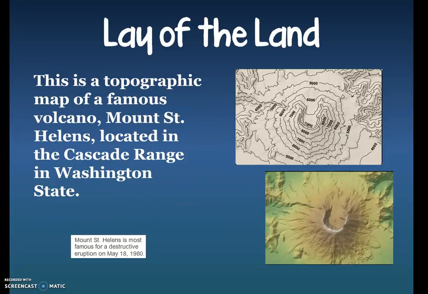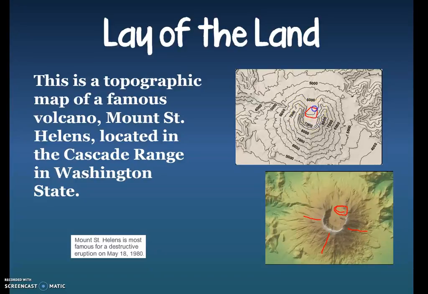So here's one more example of a topographic map. This is of the famous volcano, Mount St. Helens, located in the Cascade Range in Washington State. If this is the aerial picture, you can see that it's steep going up the side of the volcano, but right here the volcano's collapsed.